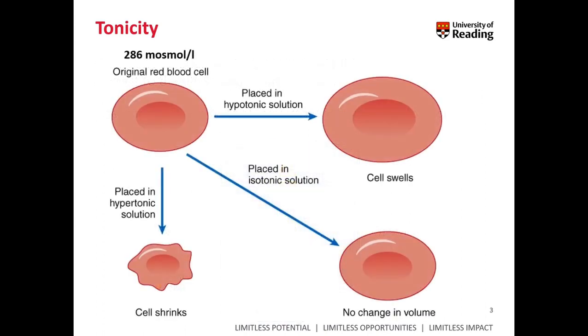Because obviously if we place a red blood cell that has an intracellular concentration of equivalents of around 280, 290 milliosmoles per liter, and we place the cell into a hypotonic solution, so in a solution that has less than 286 milliosmol per liter, for example, 200 milliosmol per liter, then water will move from the outside of the cell to the inside of the cell, and the cell can swell, and it can pop. It can actually explode at some point, right? While if we place it in an isotonic solution, 286 milliosmol per liter, then there will be no change in the volume of the cell.